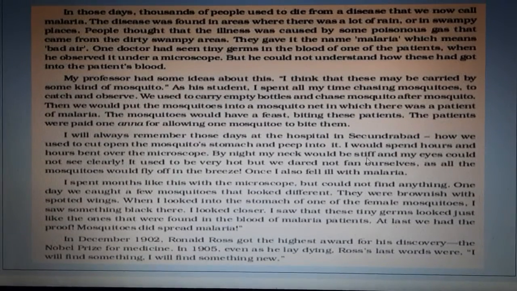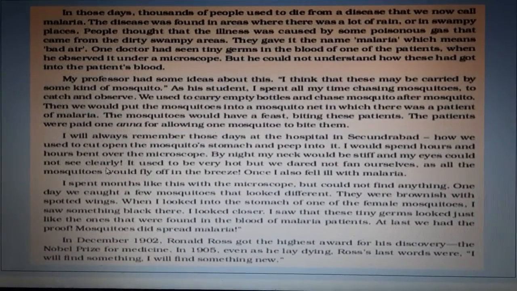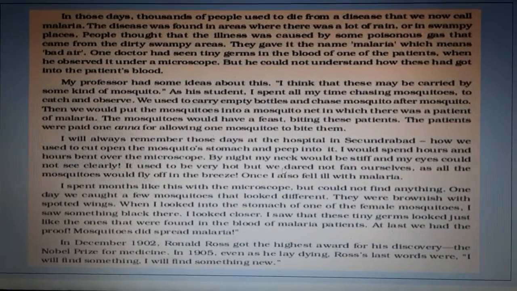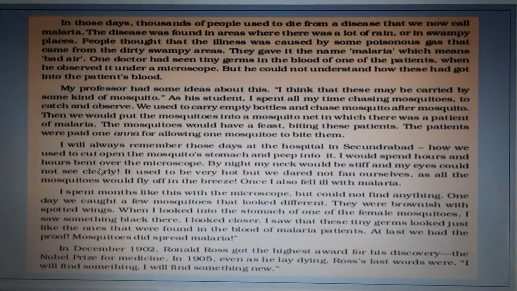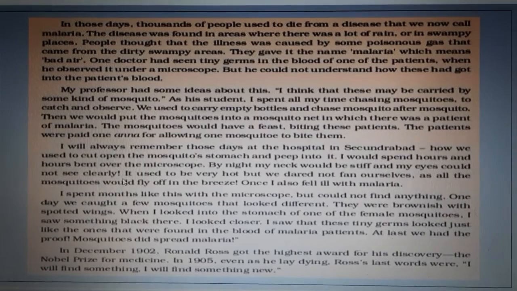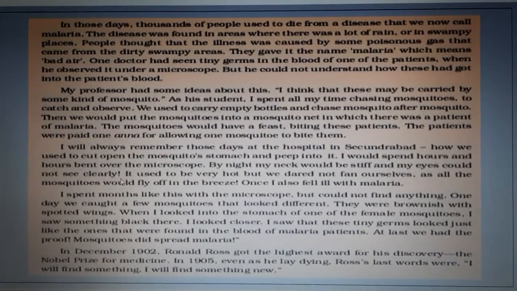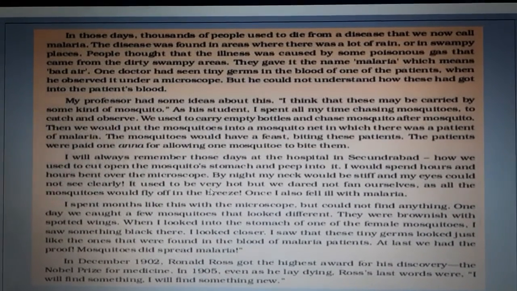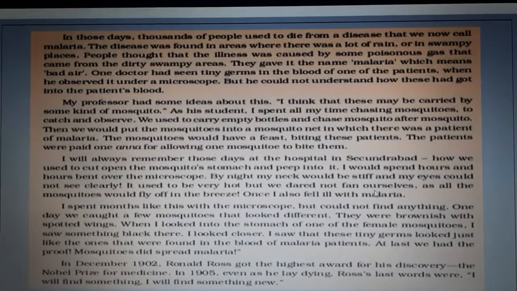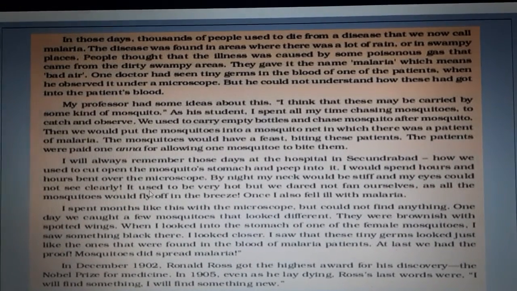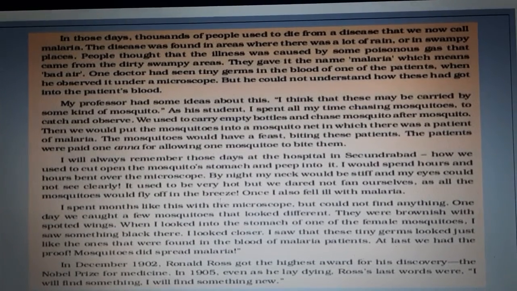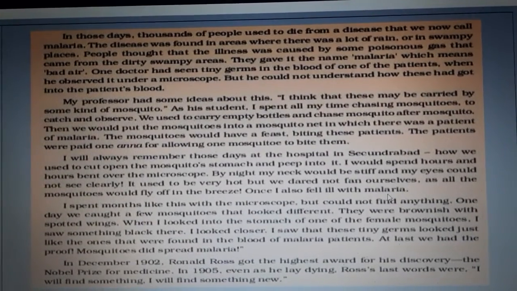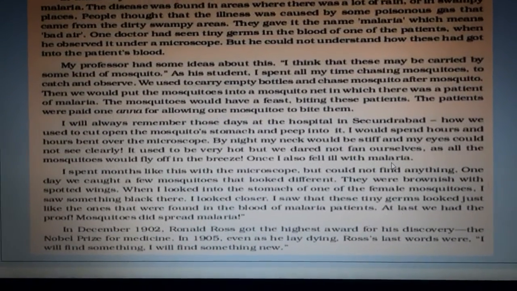By night, my neck would be stiff and my eyes could not see clearly because you have to bend your neck to look into the microscope. So, the scientist's neck used to be very stiff and his eyes could not see clearly because he was constantly trying to focus his attention into the sight which he was getting through the microscope. It used to be very hot, but we dared not fan ourselves, as all the mosquitoes would fly off in the breeze. Once I also fell ill with malaria. So the scientist also fell ill with malaria.